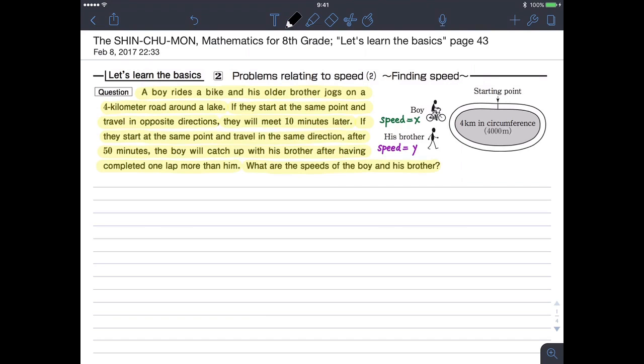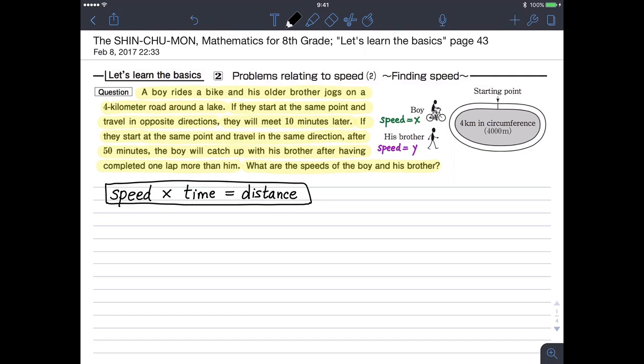So let's see how we can relate speed, time, and distance. The way we can do that is to refer to the general formula for speed, time, and distance. We know that speed times time equals distance. And this is important because we will use this information to write an equation based on the information given in this problem. It says in the problem, if they start at the same point and travel in opposite directions, they will meet 10 minutes later.